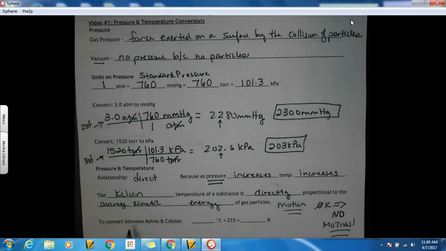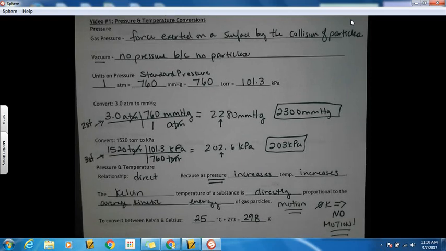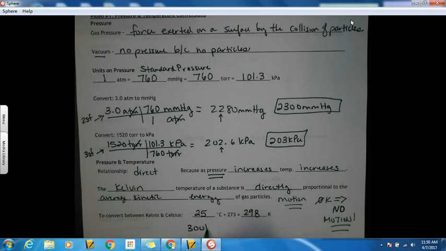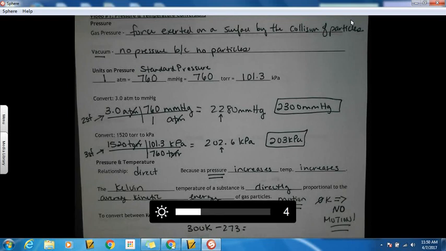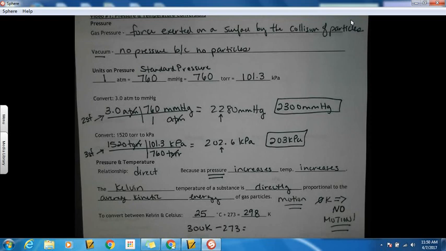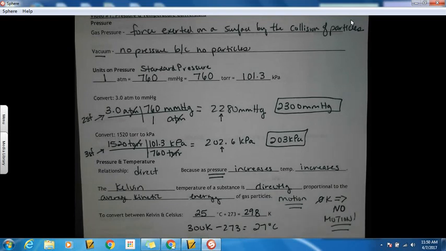In order to convert between Kelvin and Celsius, we take our Celsius temperature and we add 273. So let's say our Celsius temperature was room temperature, which is about 25 Celsius. We add 273 and we will get 298. The opposite would be true: if we had, say, 300 Kelvin, to get to Celsius we would subtract 273, and we would get 27 degrees Celsius. Also note there is no degree sign for Kelvin. It's not degrees Kelvin, it's just Kelvin.